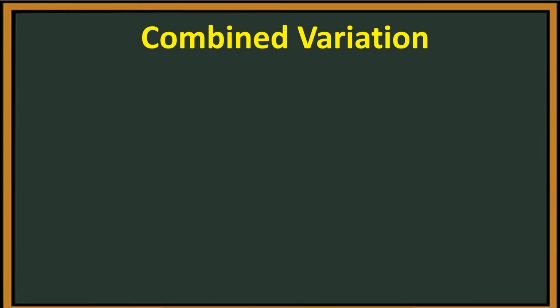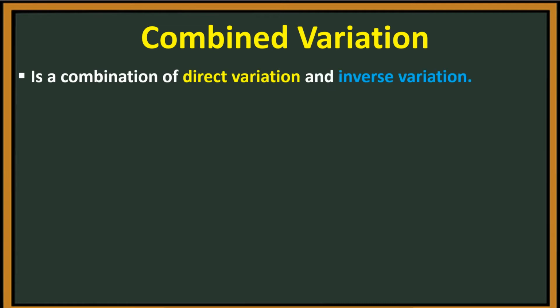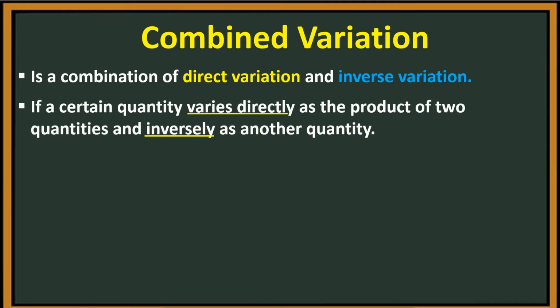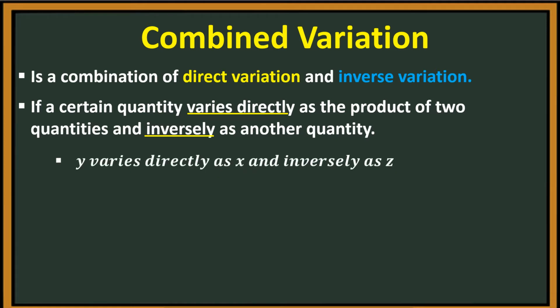What is combined variation? Combined variation is a combination of direct variation and inverse variation. If a certain quantity varies directly as the product of two quantities and inversely as another quantity, let us consider x, y, and z as the quantities. Y varies directly as x and inversely as z. Varies directly, keywords, and inversely.